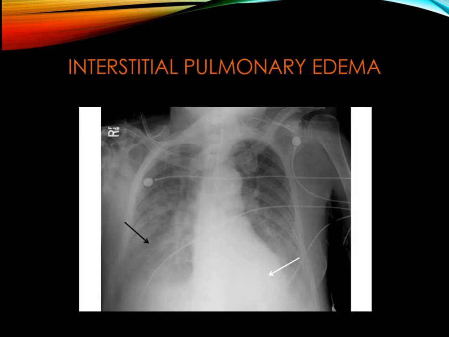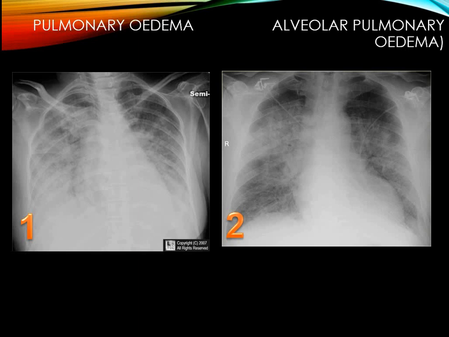Diffuse bronchopneumonia. This is another example of interstitial pulmonary edema in an acutely ill patient. Another example of pulmonary edema.